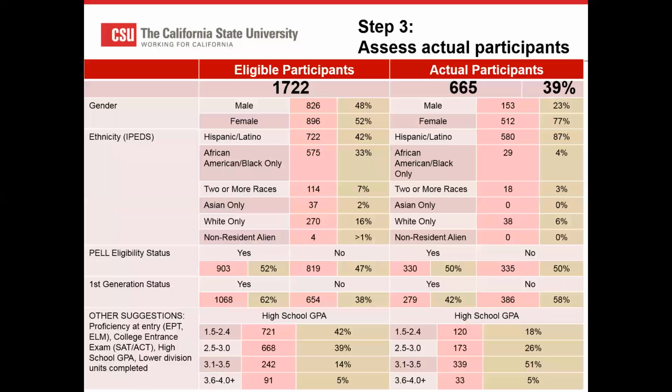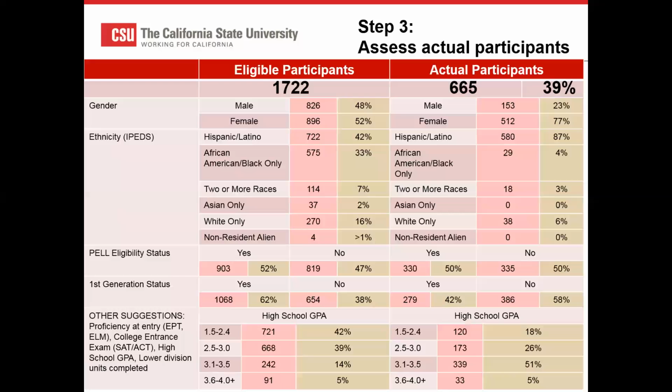So going back to our data, you see here on the left the eligible participants in comparison to actual participants. Not only do we need to try to serve as many students as possible, in this example, this program was able to serve 39% of the eligible participants, but we need to make sure they are the most in need students that are being served.